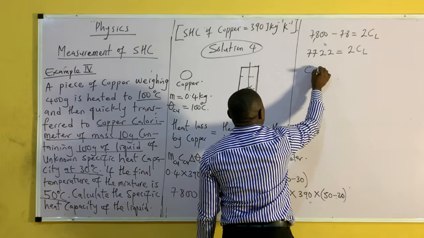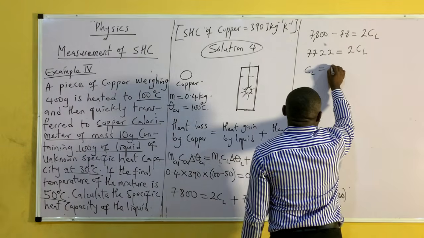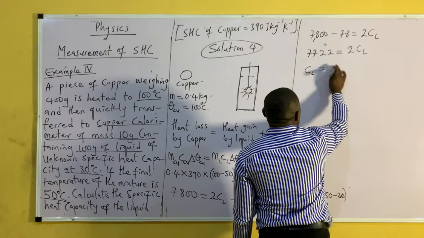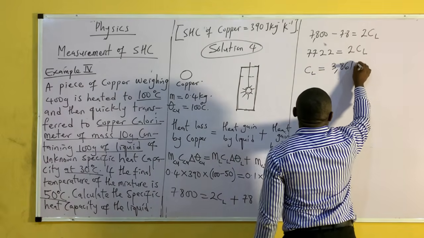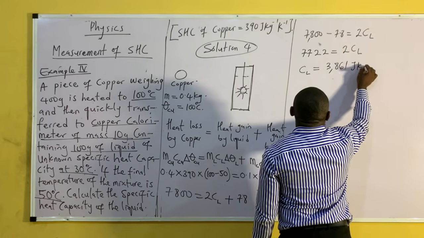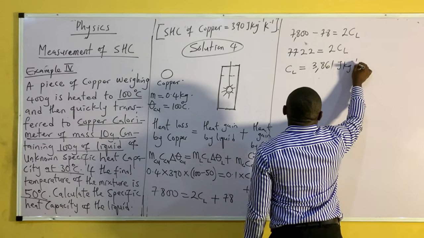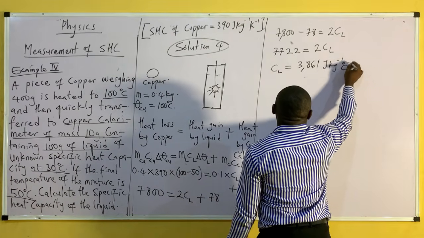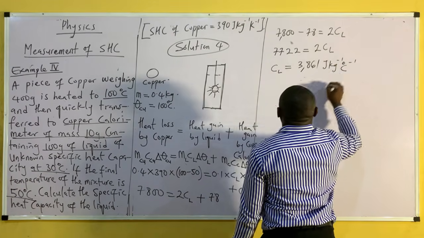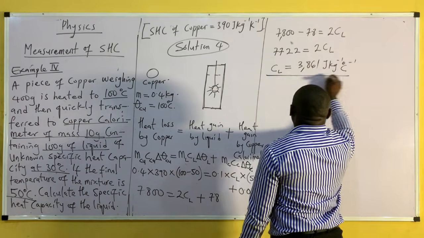So my specific heat capacity of the liquid will now be equal to 3861, which is joules per kilogram per Kelvin or degree Celsius. So we are using per degree Celsius. So that is the answer for this question.